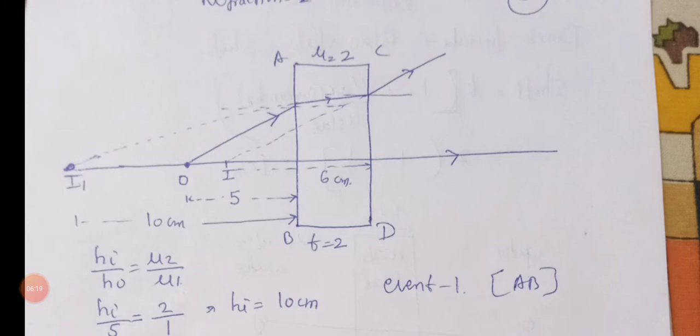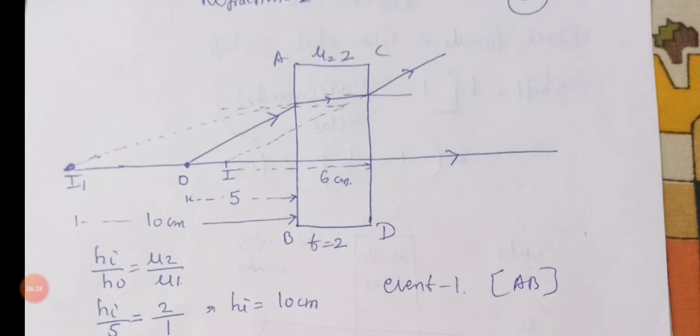Now I have applied the formula, student. Hi upon Ho equals mu 2 upon mu 1. What is Hi, student? Height of image. Ho is the object height, that is 5. Can you see it from the figure? Mu 2 is the refractive index of the second medium in which the light travels, already given as 2. And mu 1 is air. So I applied and I got 10.